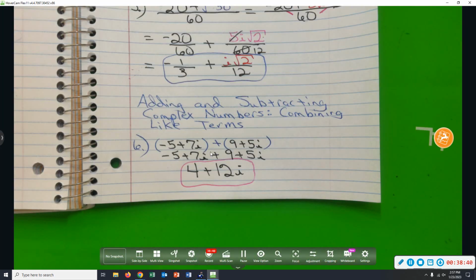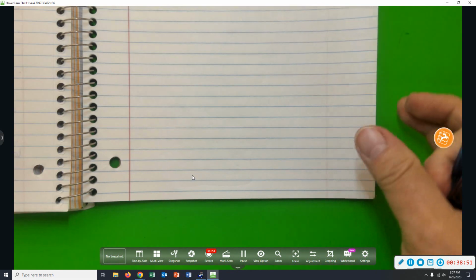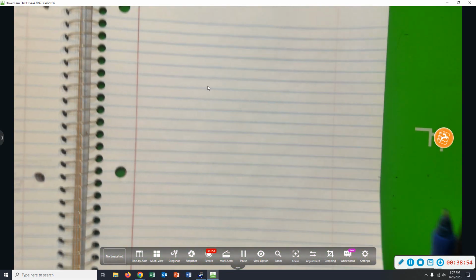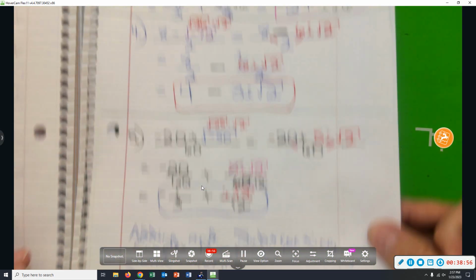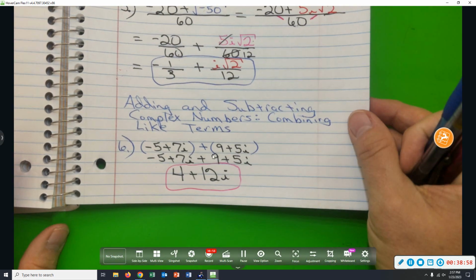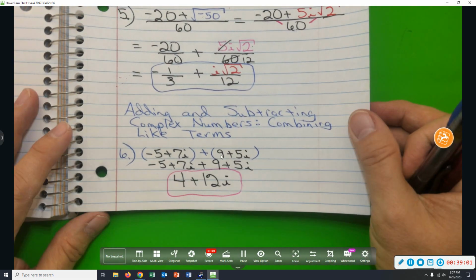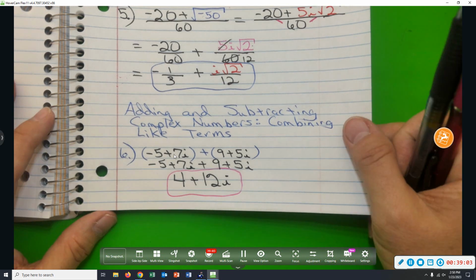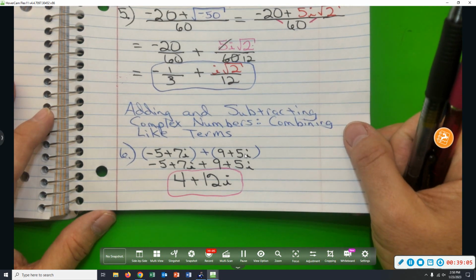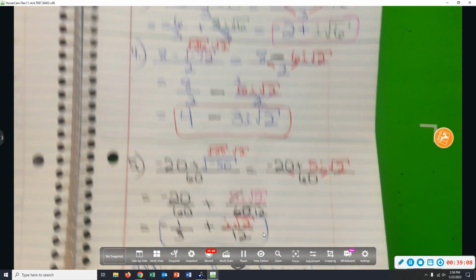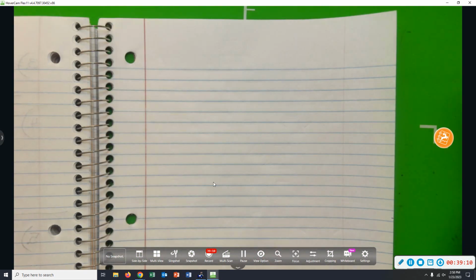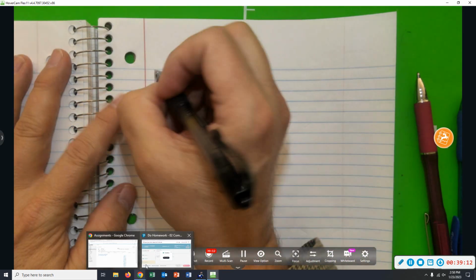Your goal, if you can do this faster or in fewer steps, as long as you're not using an app like Photomath, then by all means do it. Like that step where he removed the parentheses. I think a lot of you could have just said, okay, -5 plus 9 is 4, 7i plus 5i is 12i. I think you could do it without showing that step of removing the parentheses.